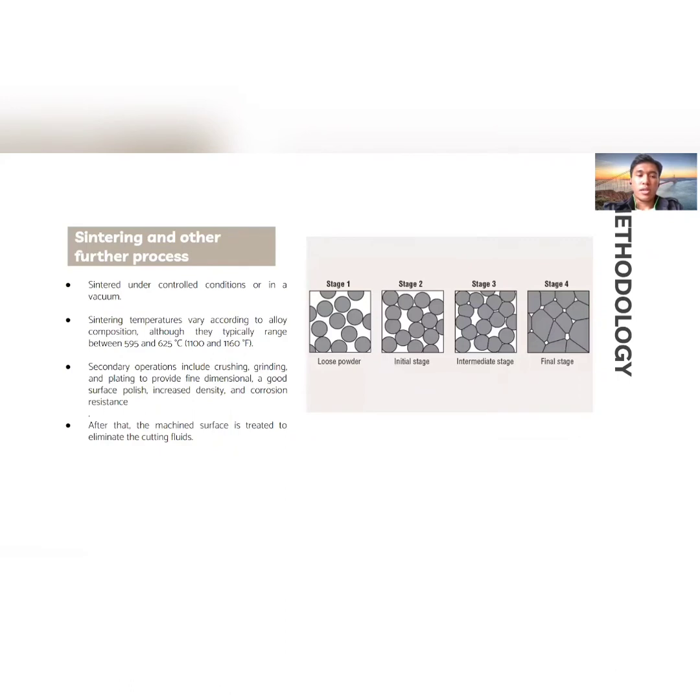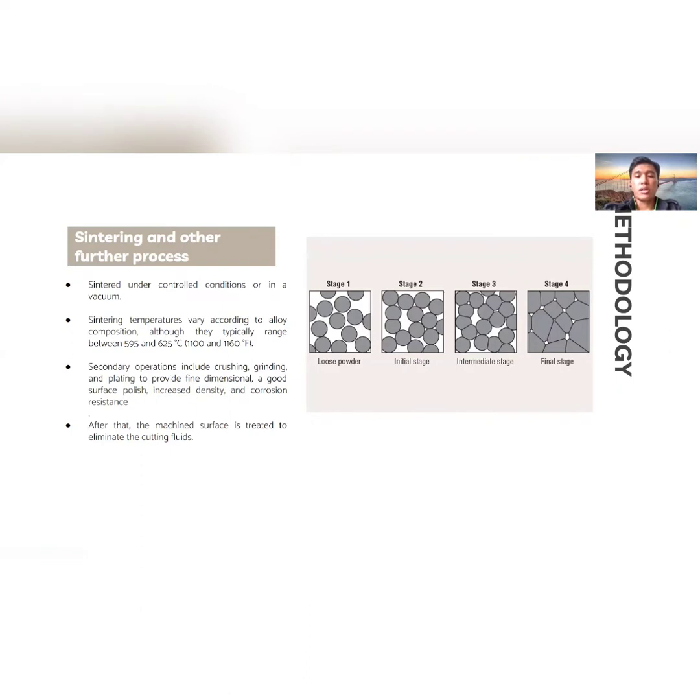Next, sintering and other processes. Aluminum powder metallurgy is sintered under controlled condition in vacuum, and sintering temperature varies according to alloy composition, although it typically ranges between 595 degrees C and 625 degrees C. The sintering time also ranges from 10 to 30 minutes.